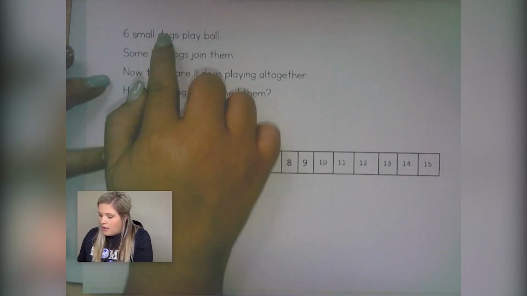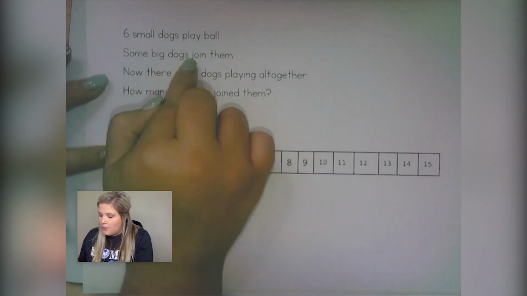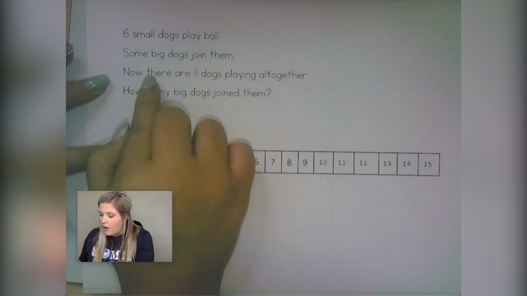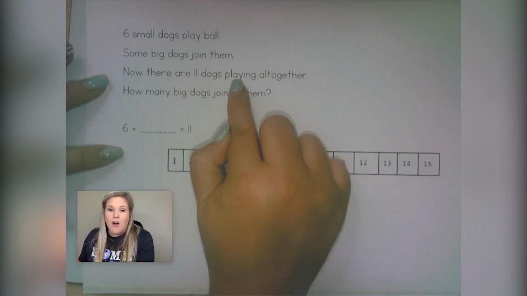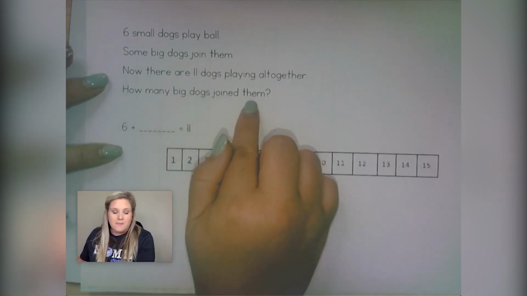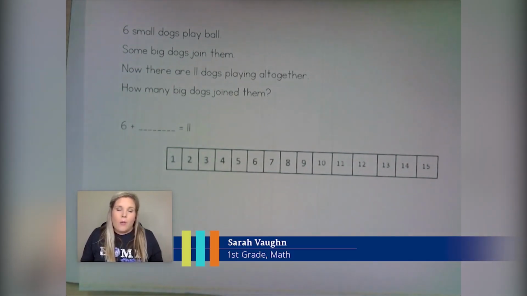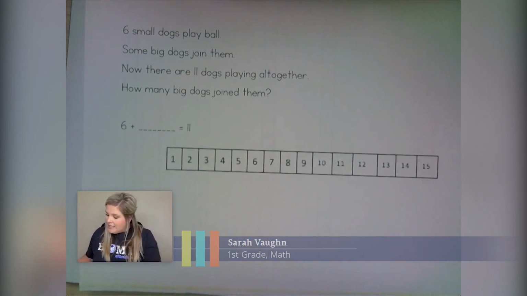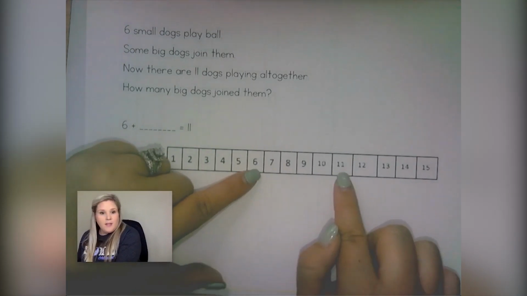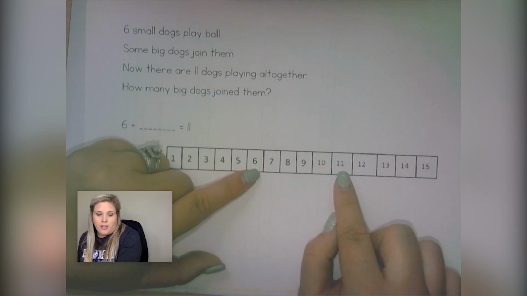6 small dogs play ball. Some big dogs join them. Now there are 11 dogs playing all together. How many big dogs join them? I want you to use your number path to find the missing number. Remember, you are looking for that friendly number between 6 and 11. I'm going to give you a moment to solve this problem on your own.